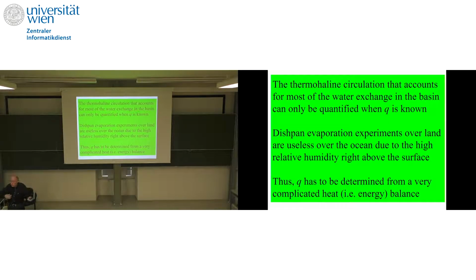It controls large fluxes of water coming in and out. Now, if you want to know Q, there is really not such a good way of estimating it. And it's really frustrating. The reason is that evaporation is the main source of transfer of heat from the surface of the planet, the surface of the ocean or the land, to the atmosphere.